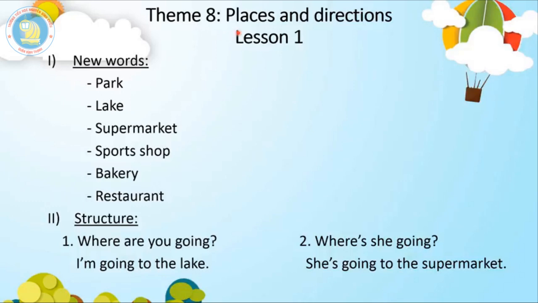Theme 8, places and directions. Lesson 1. Part 1, new words: park, lake, supermarket, sports shop, bakery, restaurant. Part 2, structure. 1, where are you going? I'm going to the lake. 2, where's she going? She's going to the supermarket.